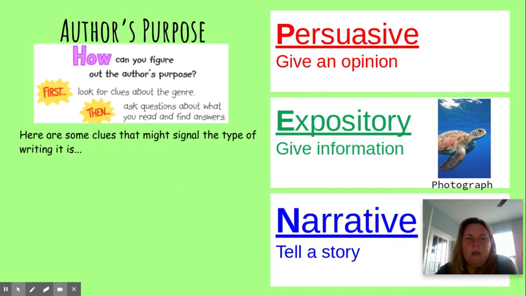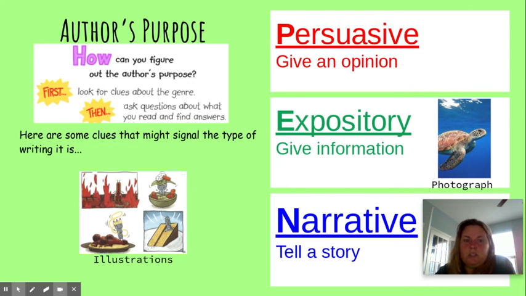All right, now here are some clues that might signal the type of writing it is. Illustrations. Look at all those illustrations from our story this week, Spoons. Okay, so those aren't real pictures. Those are drawn by someone, and they kind of look cartoonish. So, do I think this story is going to give us an opinion, give us information, or tell us a story? Well, usually when you see pictures that are just drawn like that, that's going to be a narrative. It's just going to tell us a story, just like Spoons yesterday told us a story.